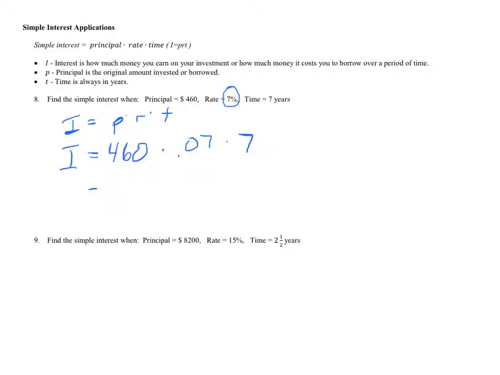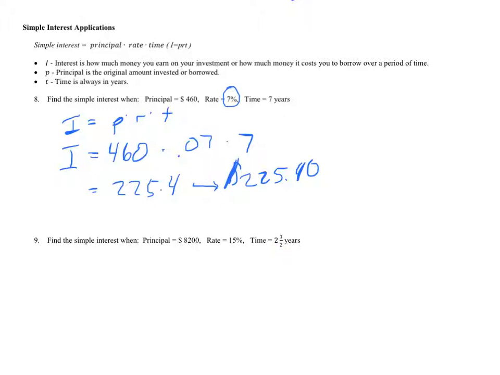When you multiply those three numbers together, 460 times 0.07 times 7, you end up with 225.4. And if we analyze that in that it's a money application, we would write that as $225.40. So not just 0.4, but 0.40 to go to the nearest penny, basically. So the interest earned over those 7 years is $225.40.